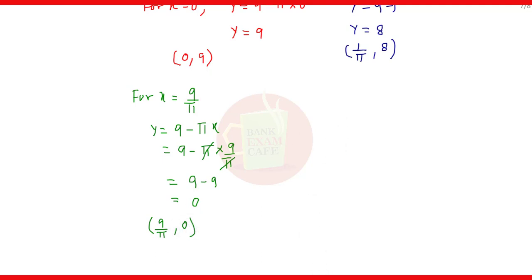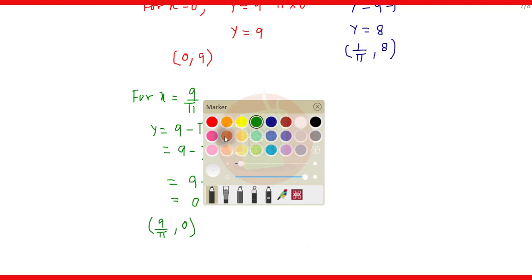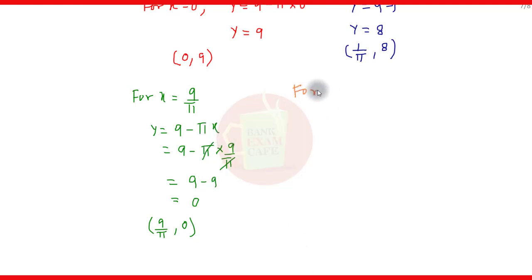Now we will take another set of solution. For x, we will take x as 1 and see what happens. The pi will remain there. So for the value of x equal to 1, the equation is y is equal to 9 minus pi x. Put the value of x as 1, so it will be 9 minus pi into 1, so it will be 9 minus pi. Correct?